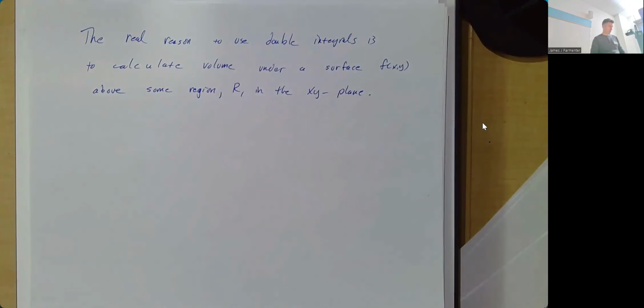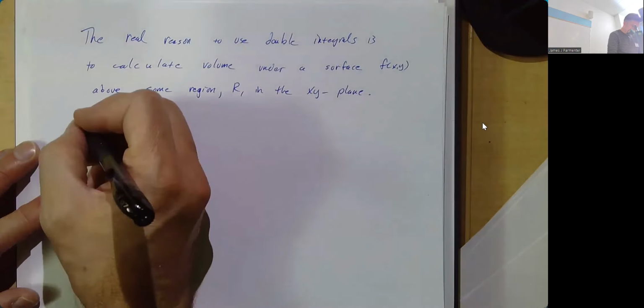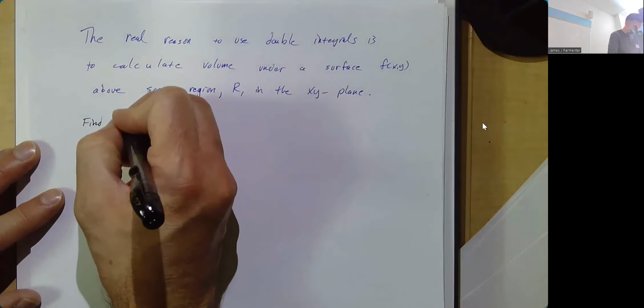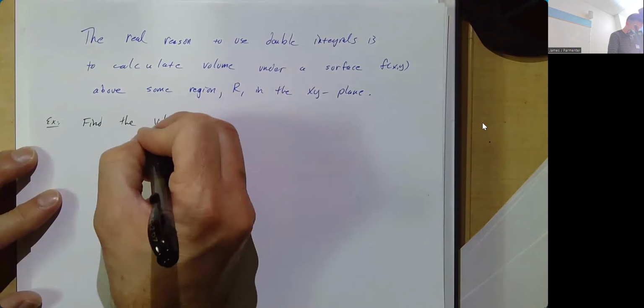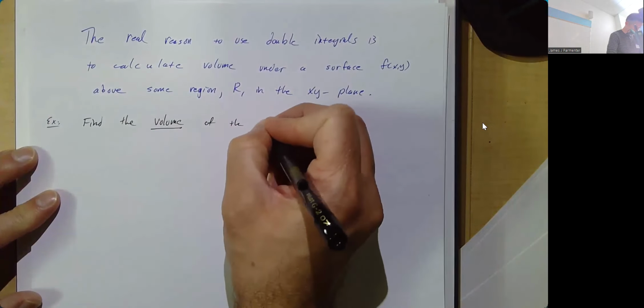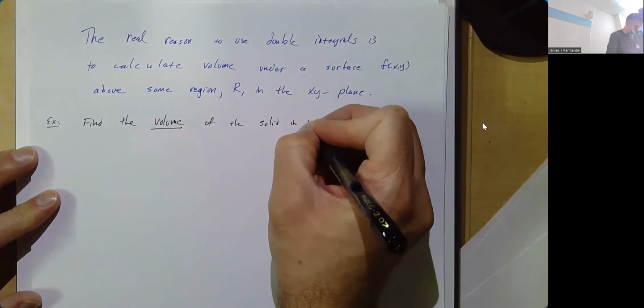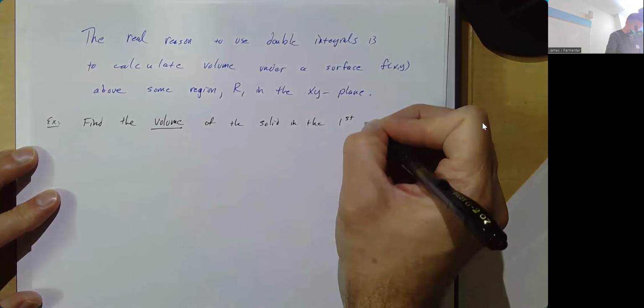Cool. Let's look at some examples. So let's say we want to do the following. Let's find the volume of the solid in the first octant.